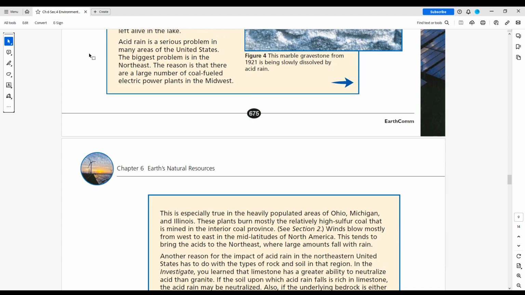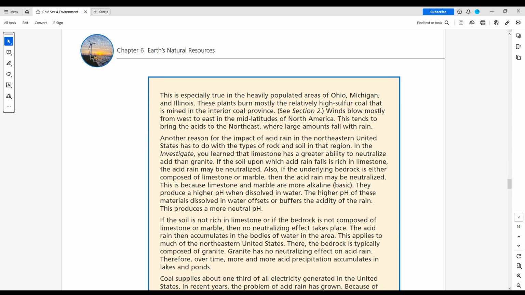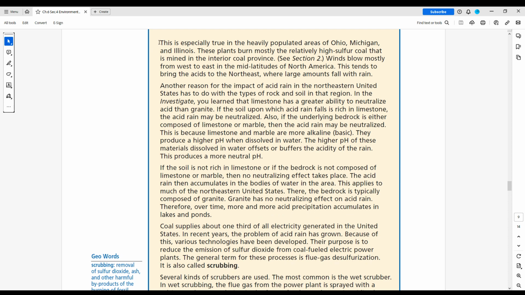Acid rain is a serious problem in many areas of the United States. The biggest problem is in the Northeast. The reason is that there are a large number of coal-fueled electric power plants in the Midwest. This is especially true in the heavily populated areas of Ohio, Michigan, and Illinois. These plants burn mostly the relatively high sulfur coal that is mined in the interior coal province.